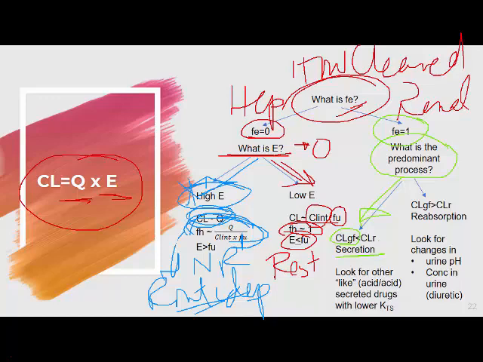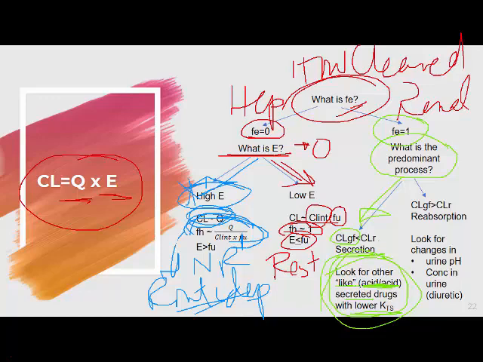So remember, this is another Michaelis-Menten situation where you have to have transporters to take the drug into the urine. So for drug interactions, we're going to be looking for other like drugs, like acids competing with acids, or bases competing with bases. But they'd have to be secreted drugs with a lower KT to displace our drug from its protein binding site. So for secretion, that's what we're looking for, our competing drugs.